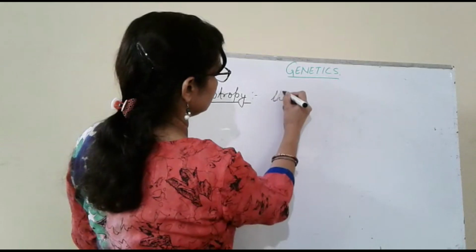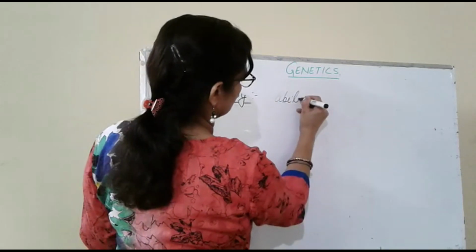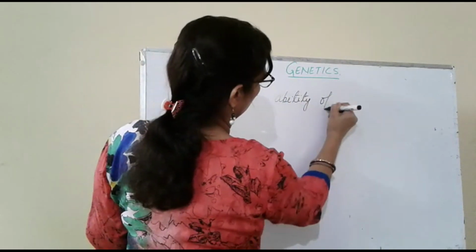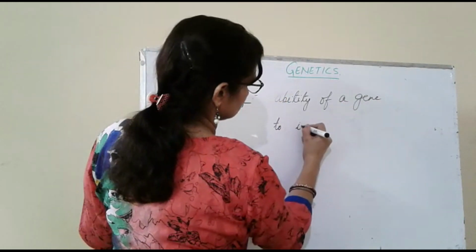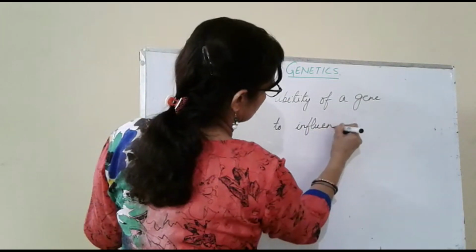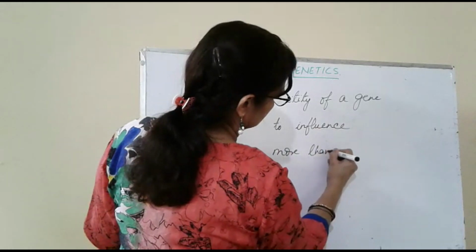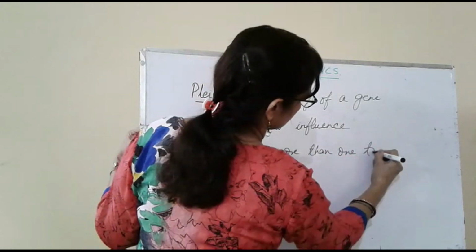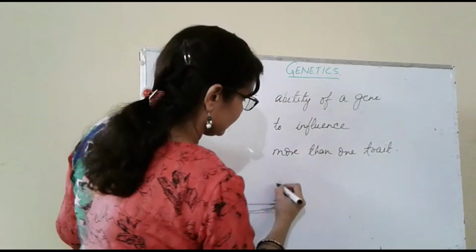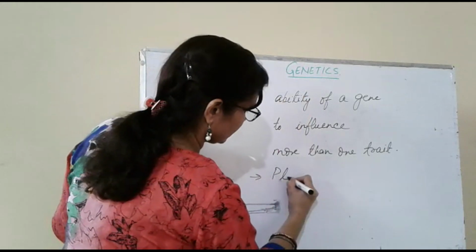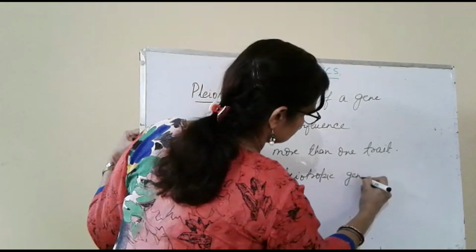The ability of a gene to influence more than one character, one trait or character, and that particular gene is known as a pleiotropic gene.